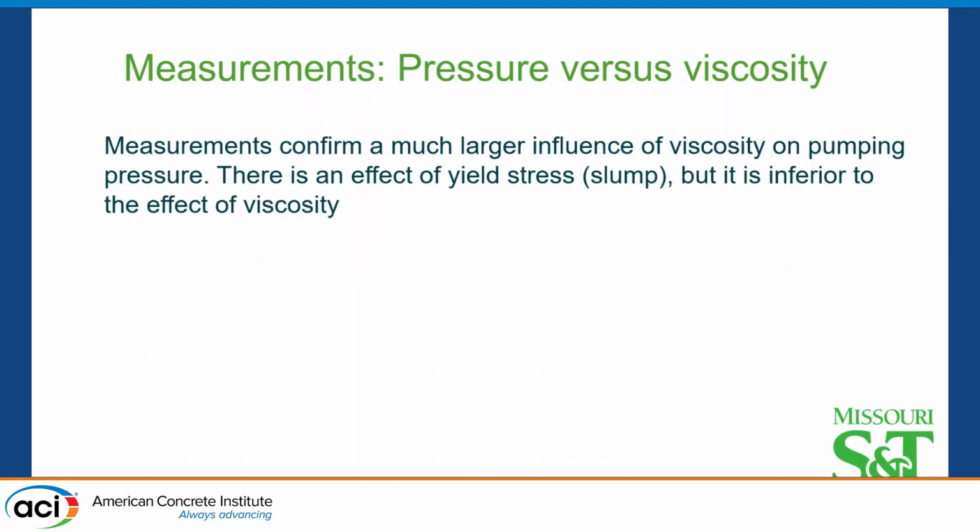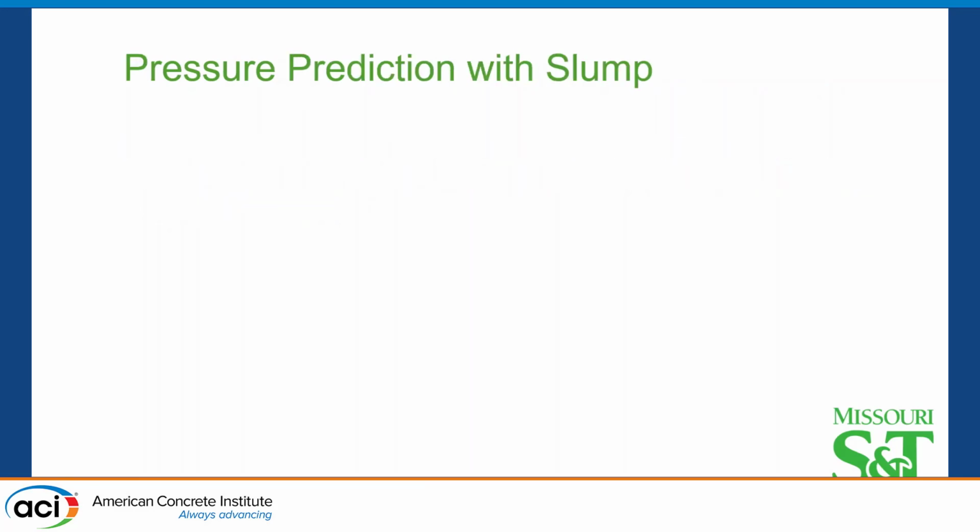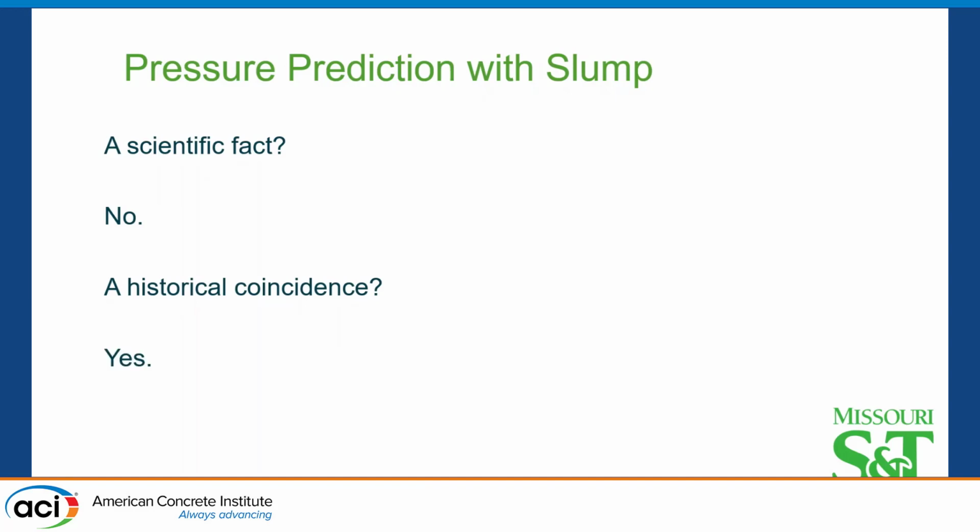Right? So the measurements we did with all these different mix designs confirm that we have a much larger influence of viscosity on pumping compared to the yield stress. So there is an effect, but the effect is minor compared to all the other changes we've introduced into the concrete mix design. So, can we predict pressure with means of slump? Is this scientific fact? No. Is it historical coincidence? I would say yes.